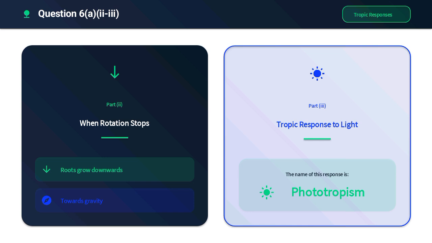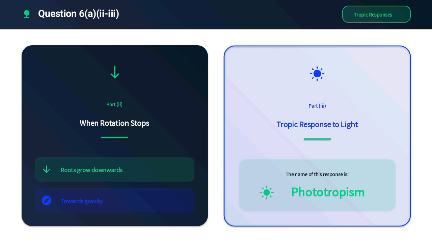Part A, Part 2 asks us to predict what happens when the rotation of the clinostat is stopped. Once rotation stops, gravity will no longer be equal on all sides. The lower side of the root will experience more gravity. This will cause auxin to accumulate on the lower side. Since auxin inhibits cell elongation in roots, remember it's different from shoots, the lower side will elongate less, and the upper side will elongate more. This causes the root to bend and grow downwards toward gravity. So the prediction is, roots grow downwards or towards gravity.